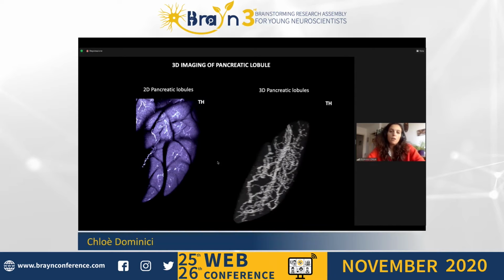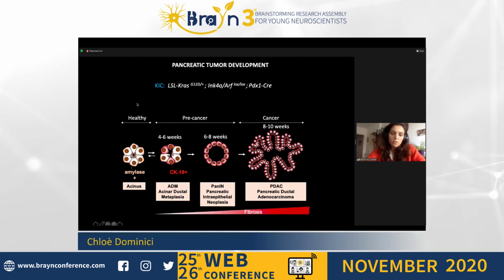So we used the mouse model to mimic the pancreatic tumor, which is called the KIC mouse line. In this model, you have the normal acinar cells that, upon KRAS mutations, differentiate into epithelial cells or duct-like cells, and will lead to precancerous lesions, which is called ADM. It can evolve after 2 weeks to PanIN lesions, some other precancerous lesions.